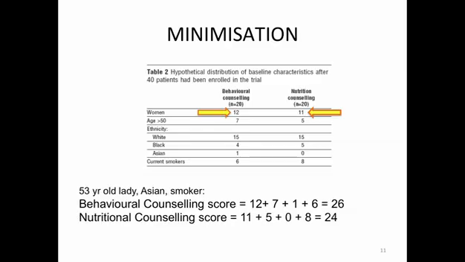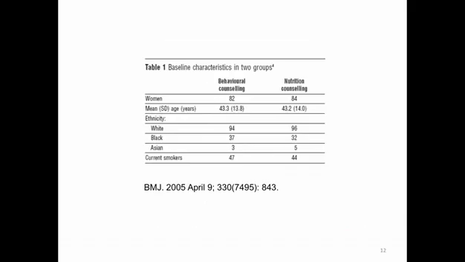Now, do the same for the nutrition group. You get a score of 24. So, adding this new subject to the nutrition group will minimize the overall imbalance between the two groups. So, this person will be allocated to nutritional counseling. In this fashion, all subsequent subjects will be allocated appropriately in a minimization scheme. Finally, we can obtain this nice, well-balanced distribution.